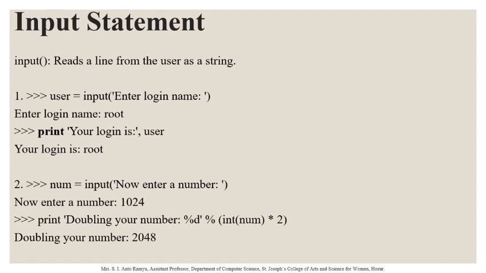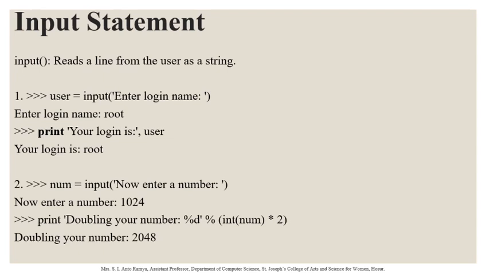So this is the input statement. Input is a function, the method that we're going to use for getting input from the user. Here's an example. As you can see in example 1, user is a variable, equal to is an assignment operator, input is the method name that we're going to use, and whatever we give inside the brackets within single quotes is just for interactive input. So 'enter login name' is given. Once you press enter, 'enter login name' will be displayed on the screen. The user is entering root, so root is the value that is going to get stored inside the variable called user.